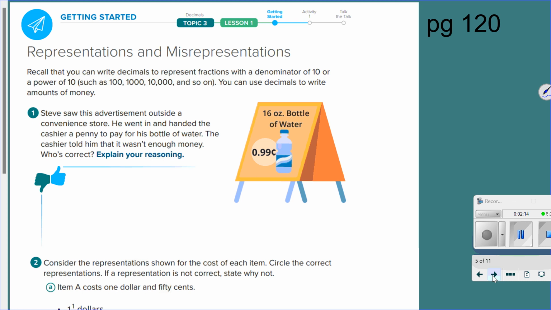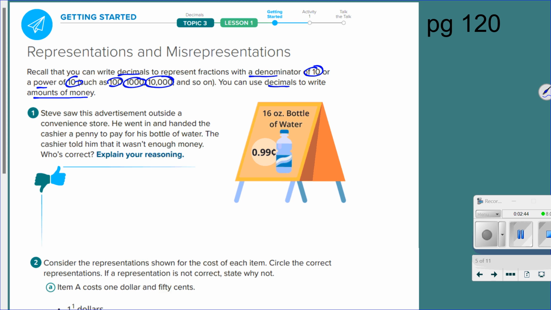Okay. Recall, you can write decimals to represent fractions with a denominator of 10 or a power of 10, such as 100, 1,000, etc. You can use decimals to write amounts of money. That's why you're going to see a lot of money problems coming up, guys, in these decimal ones, because it's one that is very relatable. And in U.S. currency, we use decimals. The Japanese yen doesn't do it as much.